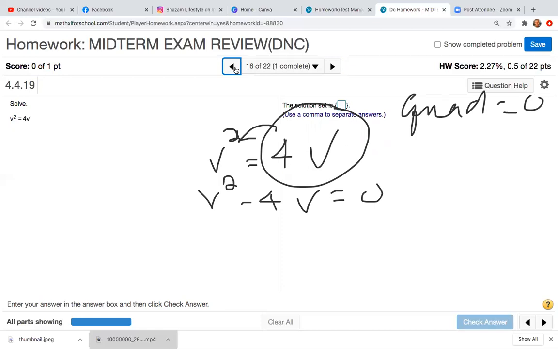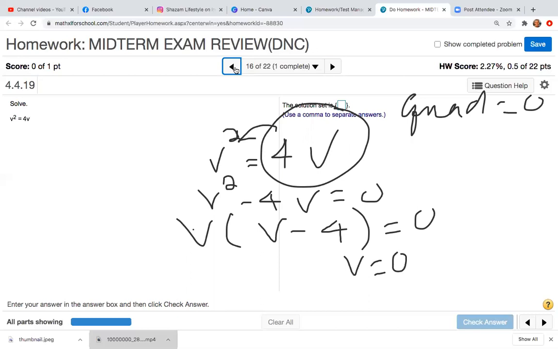Does this have a GCF? Well, this one does. So we're going to factor out the GCF of v. That leaves us with a v minus 4. And then you want to take each factor, set it equal to 0, and solve, guys. The zero product property right there.